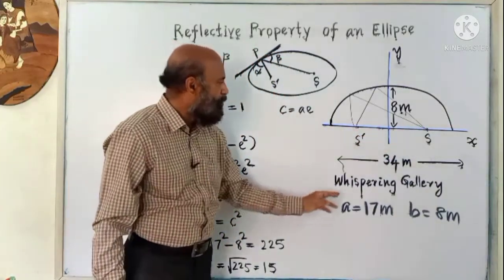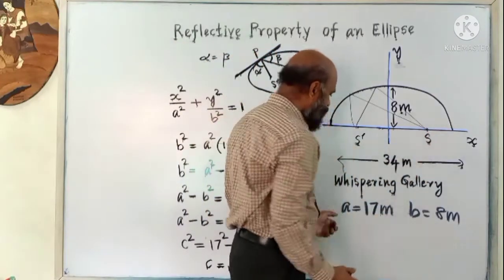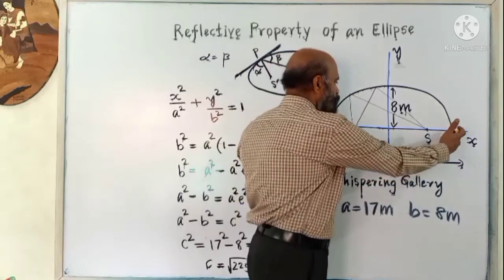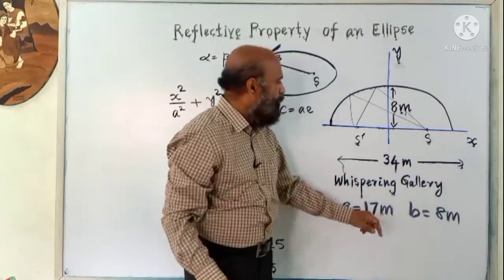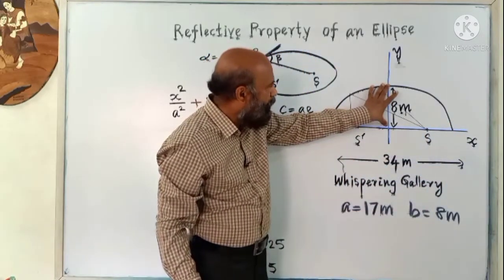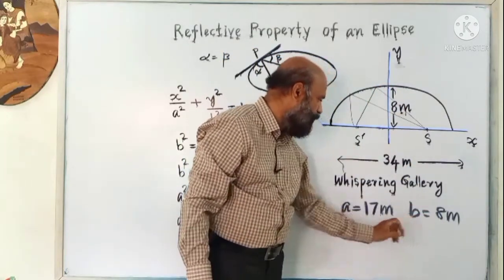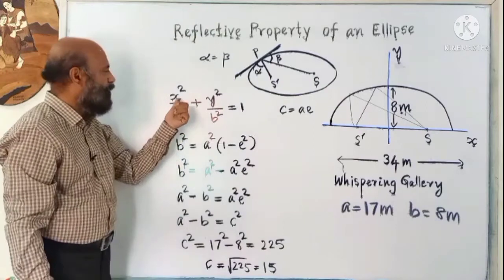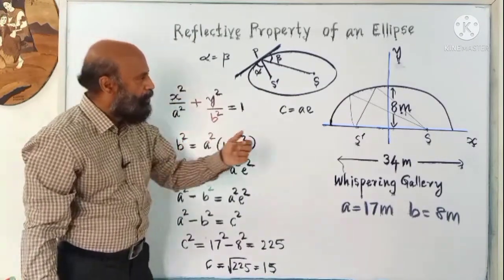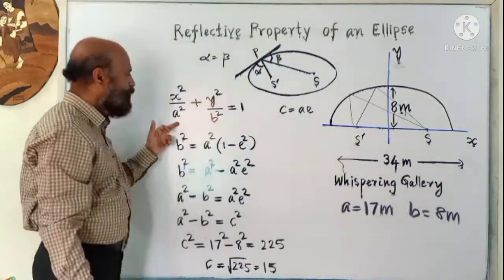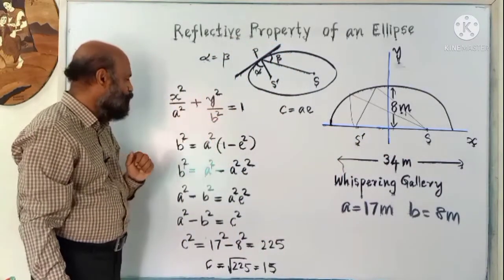So now here, semi-major axis is 17 meter because this is 34. So this is 17. Then semi-minor axis is 8 meter, B. Now we are getting A and B. Then this is the equation of an ellipse whose center is at the origin: x square by A square plus y square by B square is equal to 1.